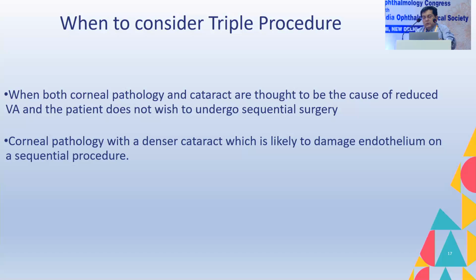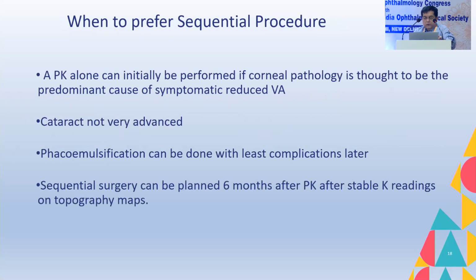And there too, now I have started doing a PK and a cataract extraction and leaving the patient aphakic and putting in an IOL later on. So I would do a PK first and then later on do the cataract surgery if the cataract is soft. If the cataract is very hard, then I will leave the patient aphakic and implant the IOL later on. That's what I have started doing now.